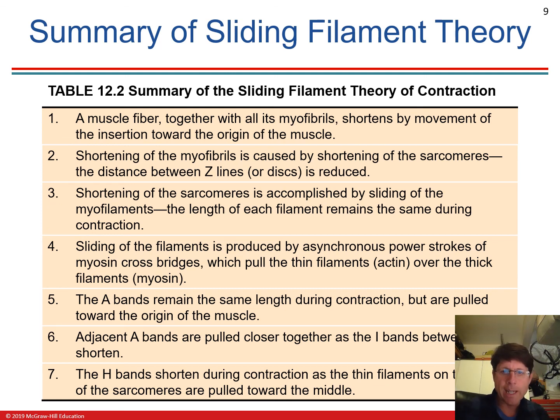A bands always stay the same length, but the H bands and the I bands are going to shorten up as those actin filaments are pulled closer together. And that ends this section. So in the next section, we'll talk about how these heads actually bind and let go and go through this whole cycle.